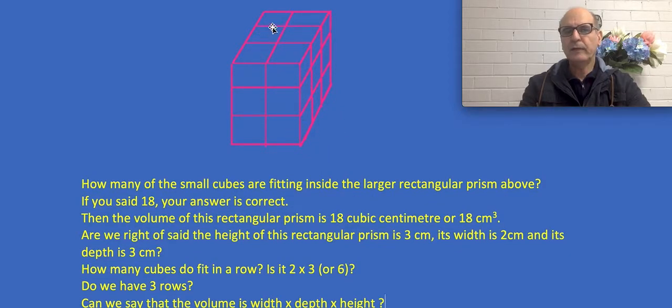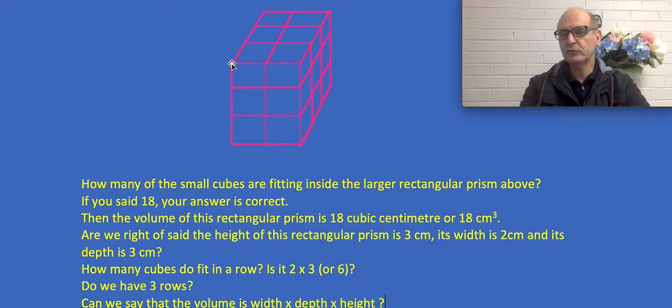If you look, for example, at the top, this is 1 row, 2 rows, 3 rows. So how many rows do you have? You have 3 rows: the top row, the middle row, and the bottom row. Why 3 rows? Because I have 3 centimeters. If my height is 3 centimeters, I can have 3 rows. If it was 4 centimeters, I would have 4 rows. But how many are in 1 row? In 1 row, you have 6. You have 2 and you have 3, so 2 lots of 3.